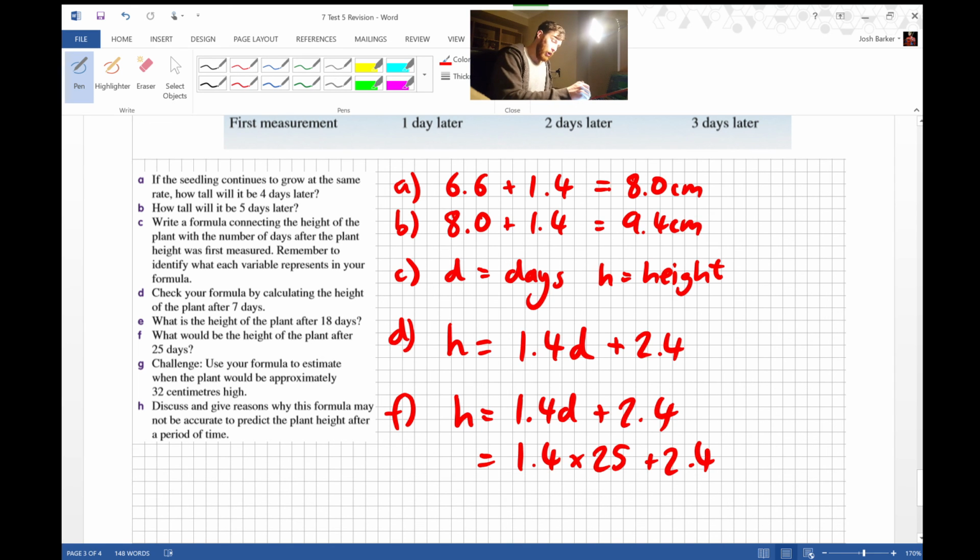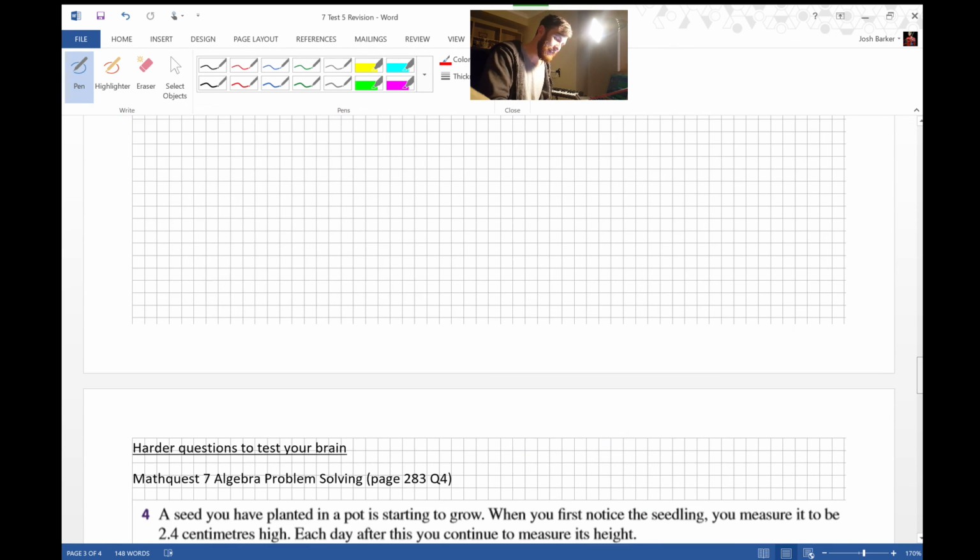I'm not going to go over G because it's actually more of a year 9 question because it uses the inverse of the formula. But if anyone's super keen and interested, I can show you that in class.